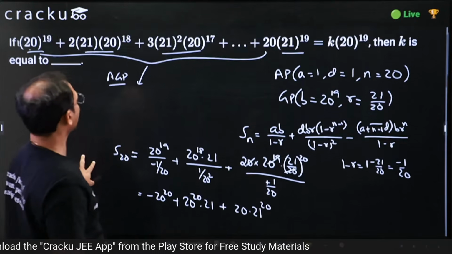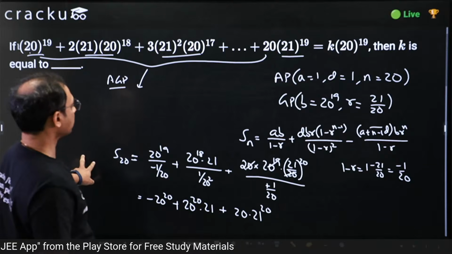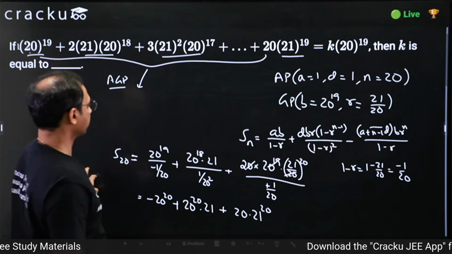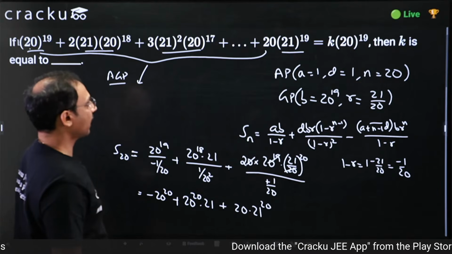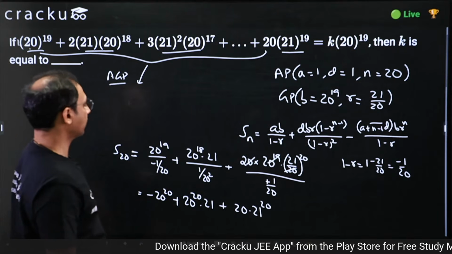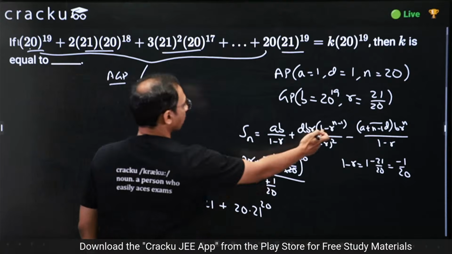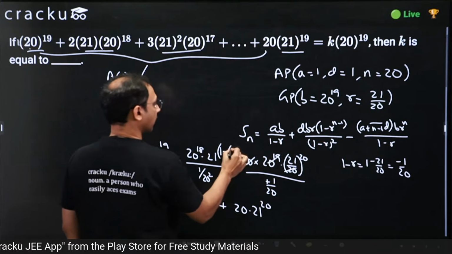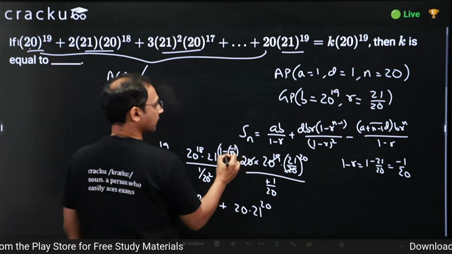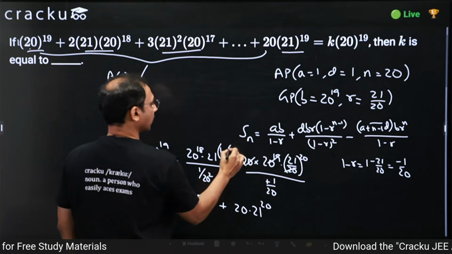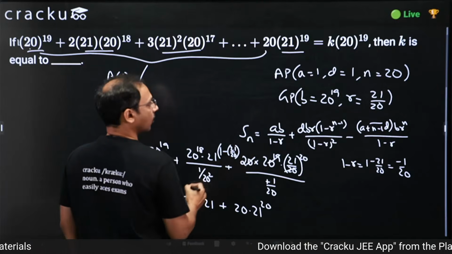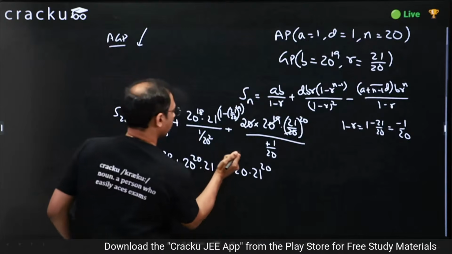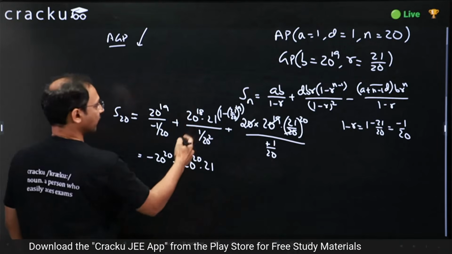I'll just check my calculations once again, just in case. a(1 - r^n)/(1 - r) plus the extra term is 2018 into 21. Okay, here I have one more term, into 1 minus r, which is minus 1 by 20. Sorry, r is 21 by 20, whole power n minus 1. So this will be 19. So I'll have one extra term there. So let us simplify this carefully.